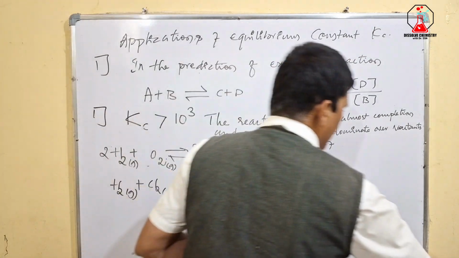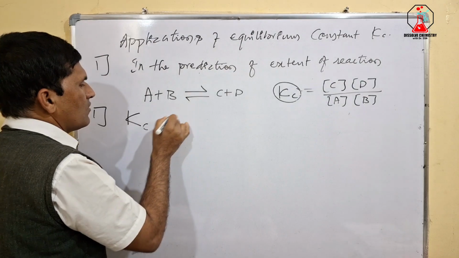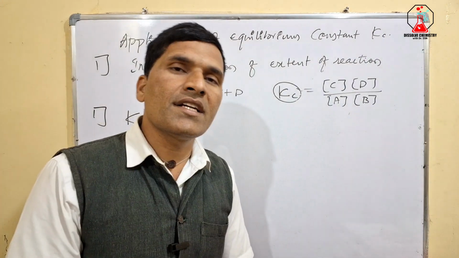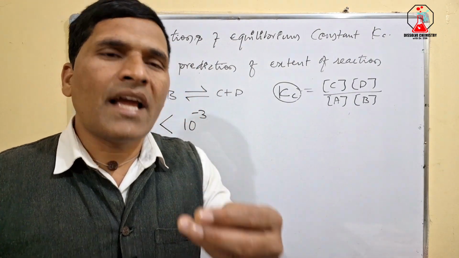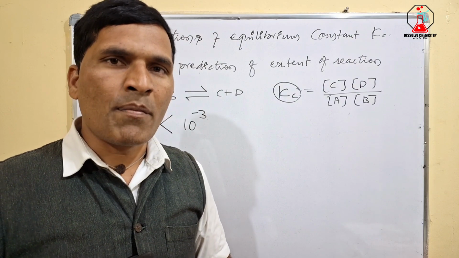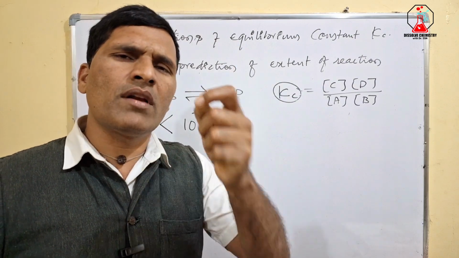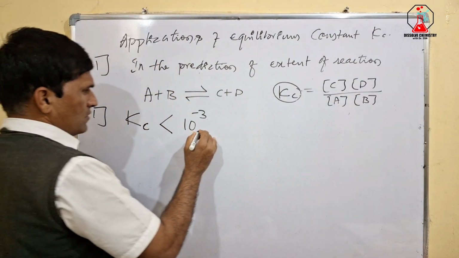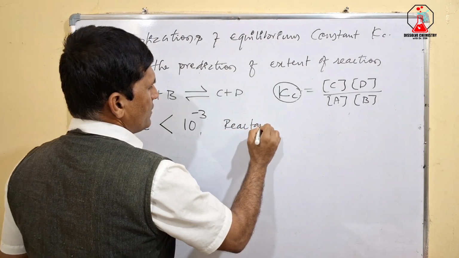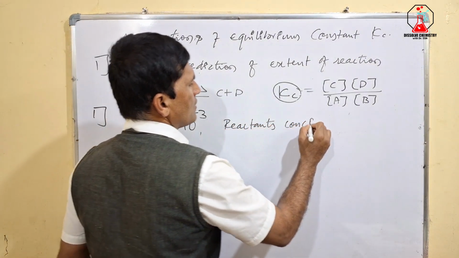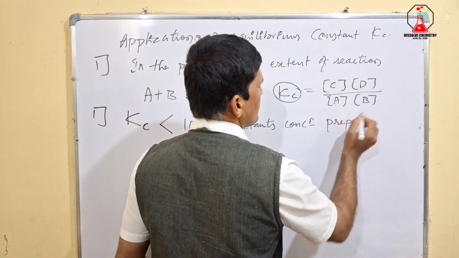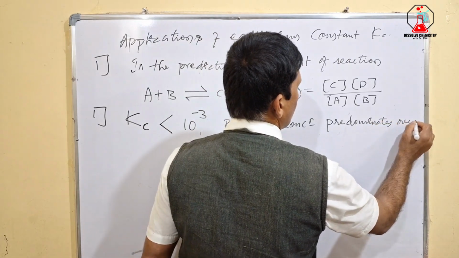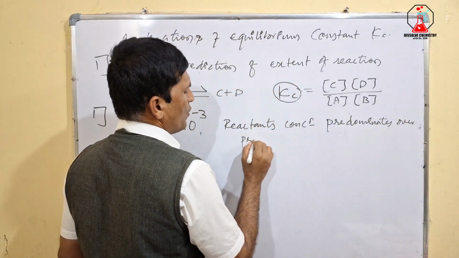Then next we will see the second condition. When the equilibrium constant value is less than 10 to the power minus 3, it indicates that hardly any reaction has occurred. Prior to attaining equilibrium, only a very small extent of the reactants has been converted into product. Therefore, at equilibrium, the reactant concentration predominates over the product concentration.